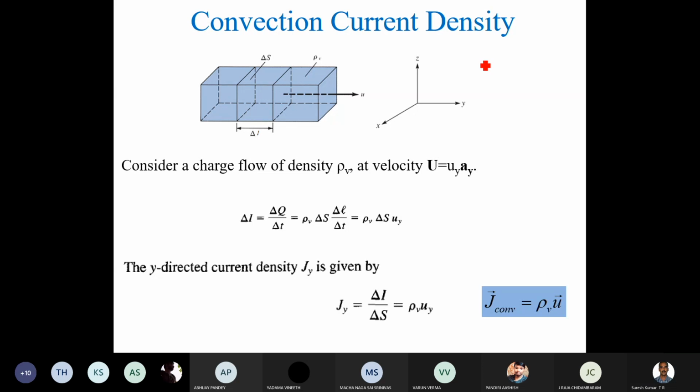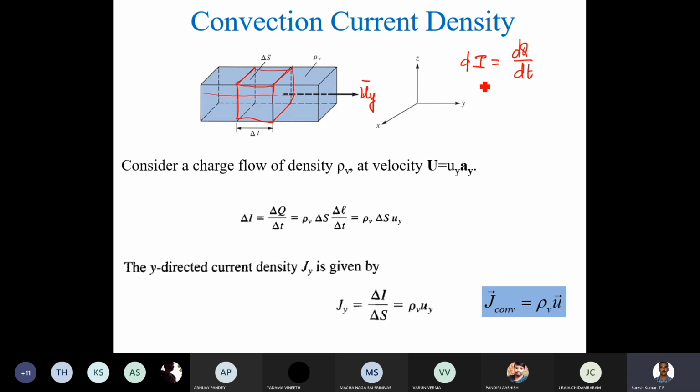The current is dq by dt. The current is nothing but the rate of change of flow, or the changing number of electrons. Let us assume the electron cloud is passing in this direction. Now consider the electron cloud passing through this region, highlighted in red. The current is going to pass through this, with electrons moving along the y direction at velocity u.